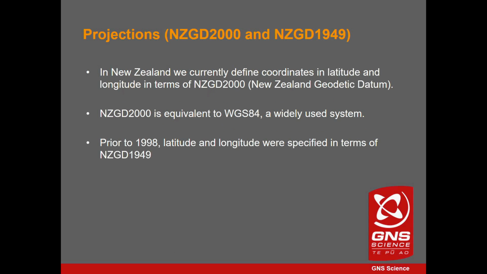Now, looking at projections and how they relate to New Zealand. Well, in New Zealand we define coordinates in latitude and longitude in terms of New Zealand Geodetic Datum 2000. And this datum is equivalent to WGS 84, so this is a geographic coordinate system. But prior to 1998, latitudes and longitudes were specified in terms of the Geodetic Datum 1949.